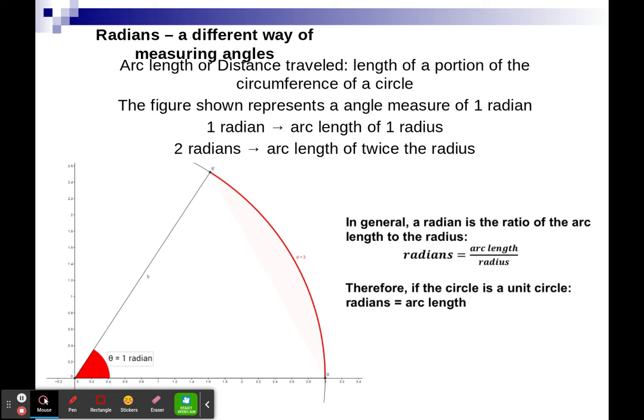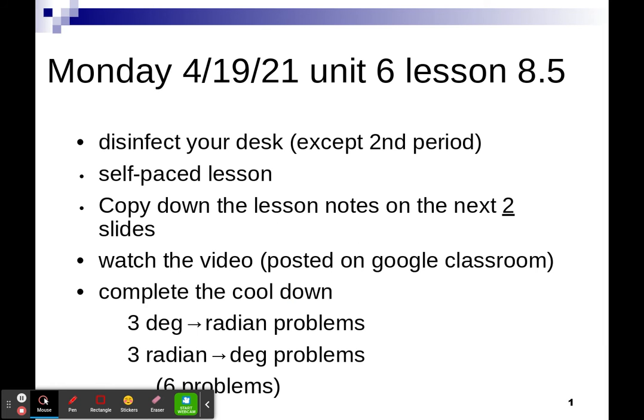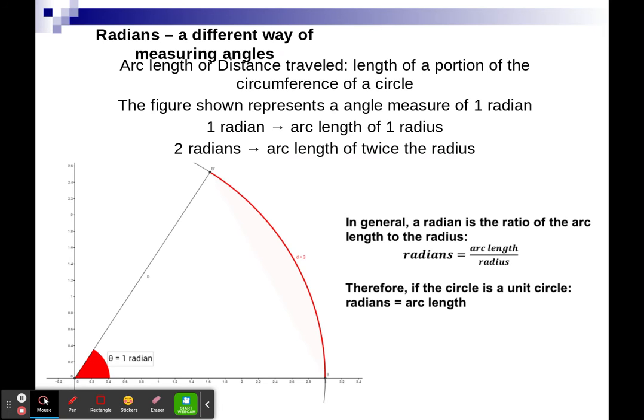The figure below represents an angle measure of 1 radian. So 1 radian means that the arc length, the length of this arc right here, is the same as 1 radius. So whatever the length of the radius is, the arc length is that same length. If I had an angle that measured 2 radians, that means that the arc length, again the length of this arc here, would be the same as twice the radius. So an angle of 3 radians would mean that the arc length is the same as 3 times the radius, and so on and so forth.